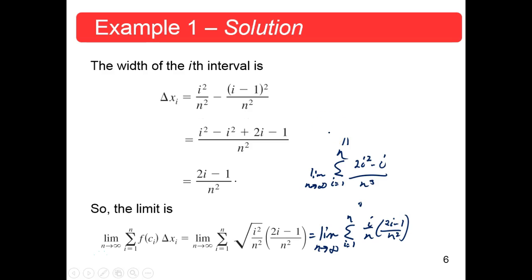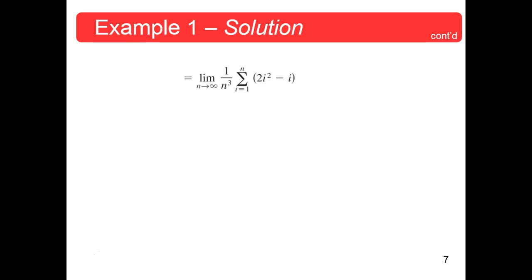Now, I'm not going to do all those calculations, but you know how to get them. Go back to that page 259 and get what I squared is, double that, minus I, do that. Here's how they do it. This is what I got so far. The limit as n goes to infinity of 1 over n cubed times the summation I equals 1 to n, 2I squared minus I. That's where we were.